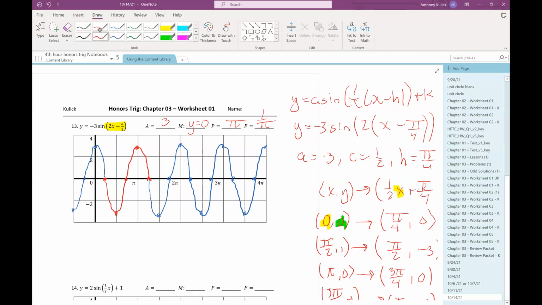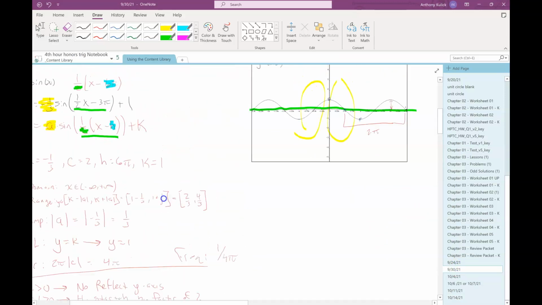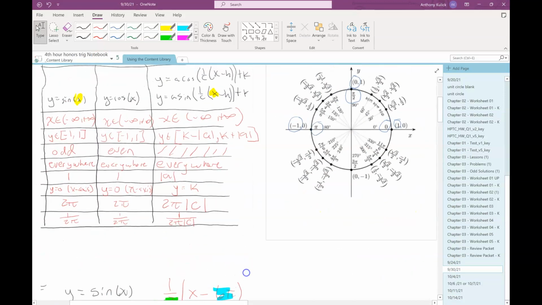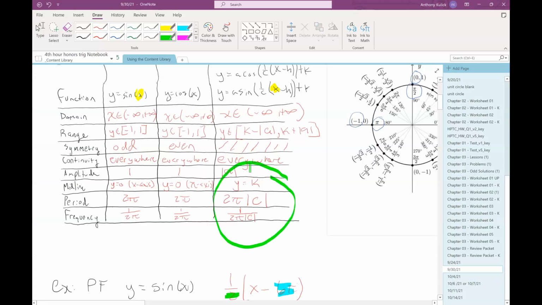Can you explain how you got the midline point and period again previously? Yeah, so all I'm using is the information on this chart here. So the midline point is y equals k. So that was 0 in this case. And then the period is 2 pi times c, which 2 pi times a half is just pi. Good with that?